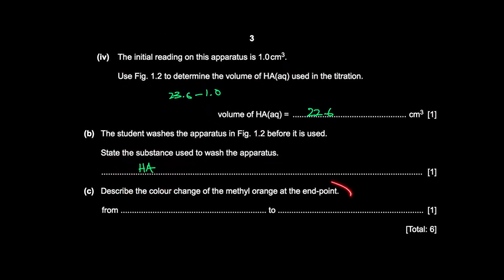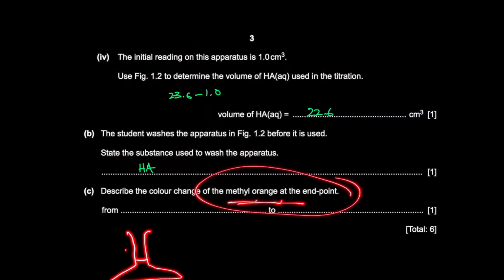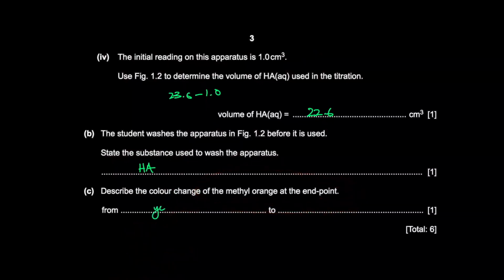Describe the color change of the methyl orange at the end point. So initially you added methyl orange into the conical flask. In the conical flask you add sodium hydroxide. Okay, methyl orange is yellow in alkali and it turns red or pink in acid. So yellow to pink. You can say red, but right at the end point you have very little excess acid, so it's going to be pink.